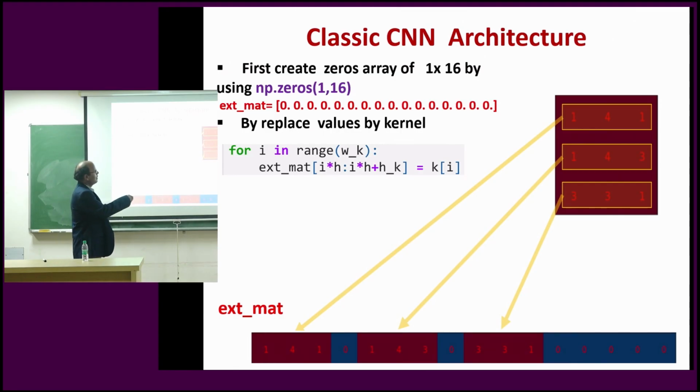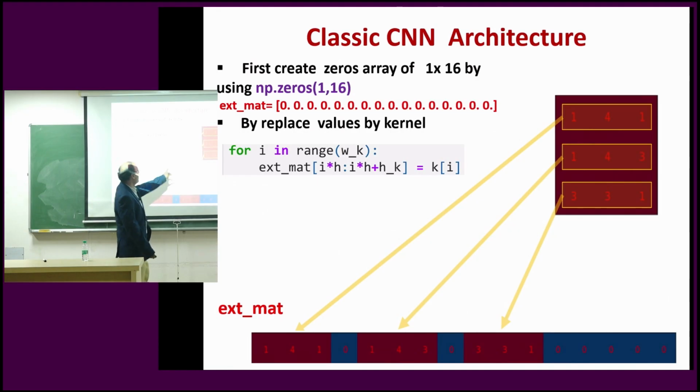Here k[i] is the row-wise values of the kernel. So when i equals 0, k is k[0]. 0 into 4 is 0, colon 0 into 4 plus hk; the kernel is 3x3, so 3 here. So indices 0 to 3 in this matrix are replaced by k[0], which is 1, 4, 1. Indices 0 to 3 means 0, 1 and 2, by indexing, so 1 and 4 are replaced.